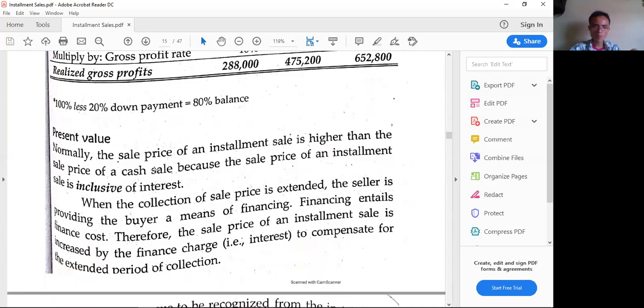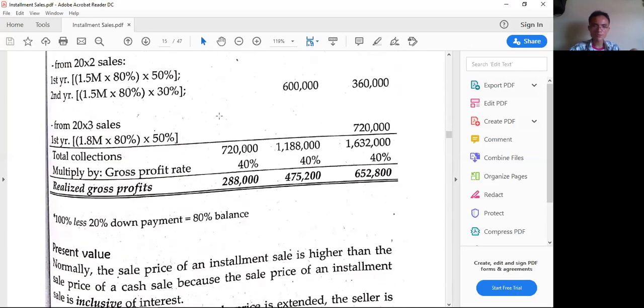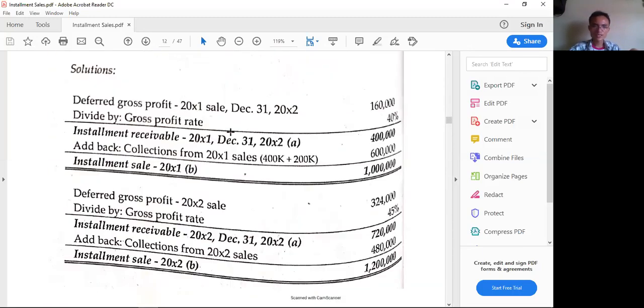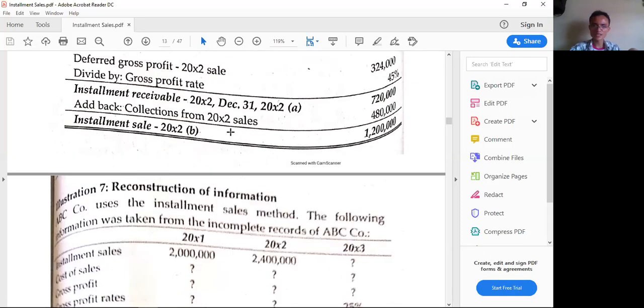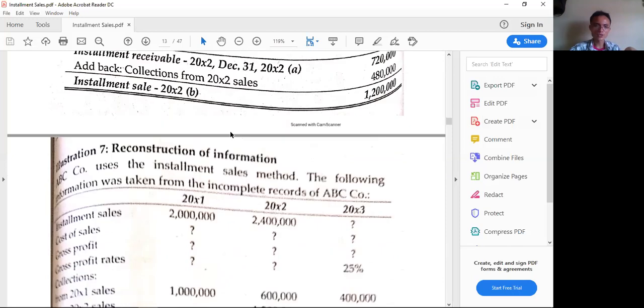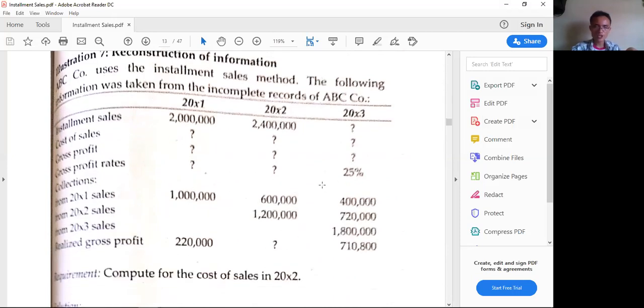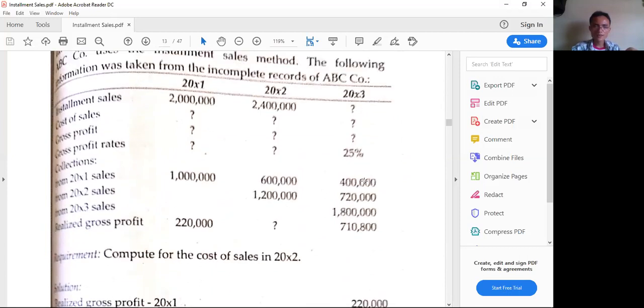Another one, this is still reconstruction. Okay, so we will stop here prior to present value. I'm just running down, guys, so that we will be inspired because we might be taking a longer time in our video. So illustration 7, you have still reconstruction of information, and there are a lot of question marks, especially in 20x3, in which installment sales is not there.